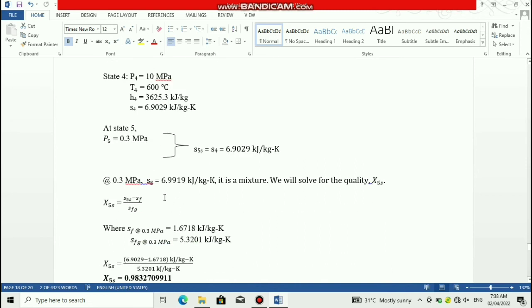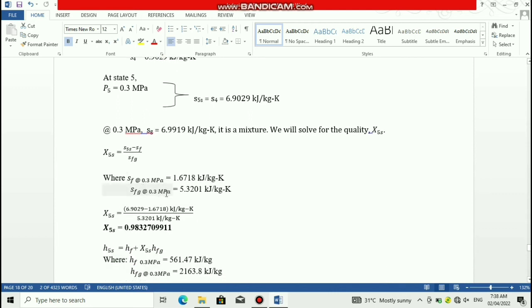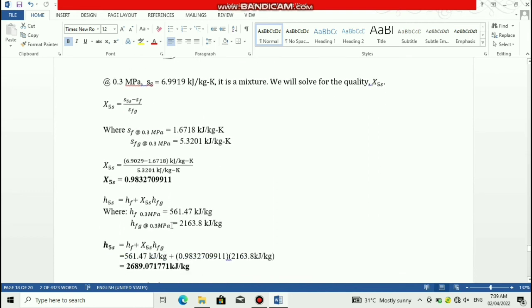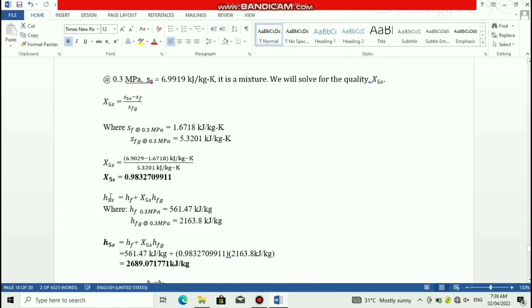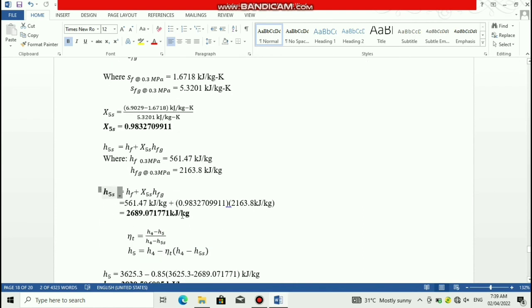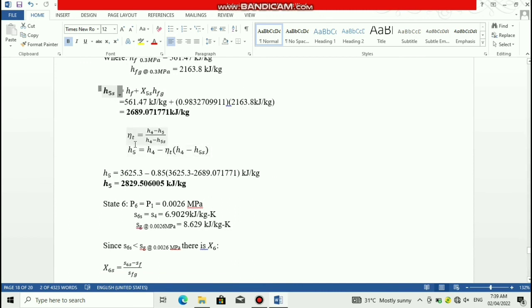At state 5, the pressure is 0.3 megapascal. So at 0.3 megapascal, SG equals 6.9919 kilojoules per kilogram K. It is a mixture, so we will solve for the quality, X5S. Using the values at 0.3 MPa for SF and SFG, we can proceed to the calculation of X5S, which is 0.9832709911. Using the value of X5S, we can proceed to get the H5S. This is the value of H5S. And using the efficiency equals H4 minus H5 over H4 minus H5S, we get H5 as 829.5060005 kilojoules per kilogram.